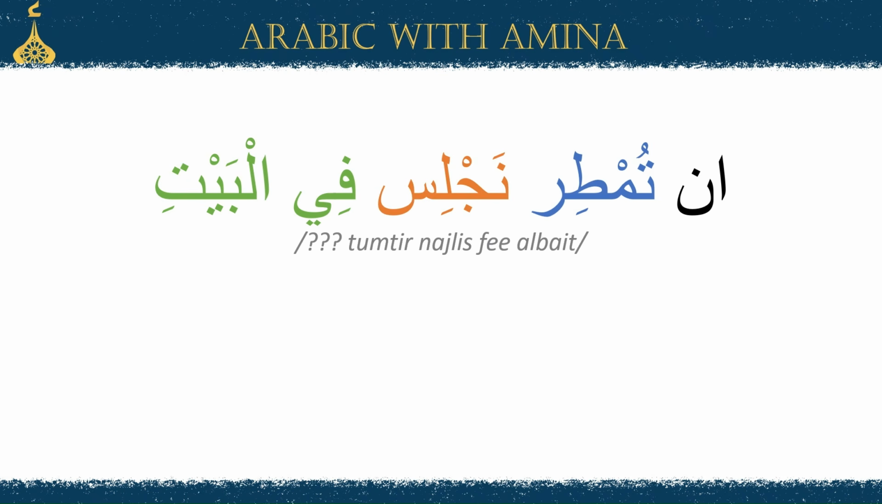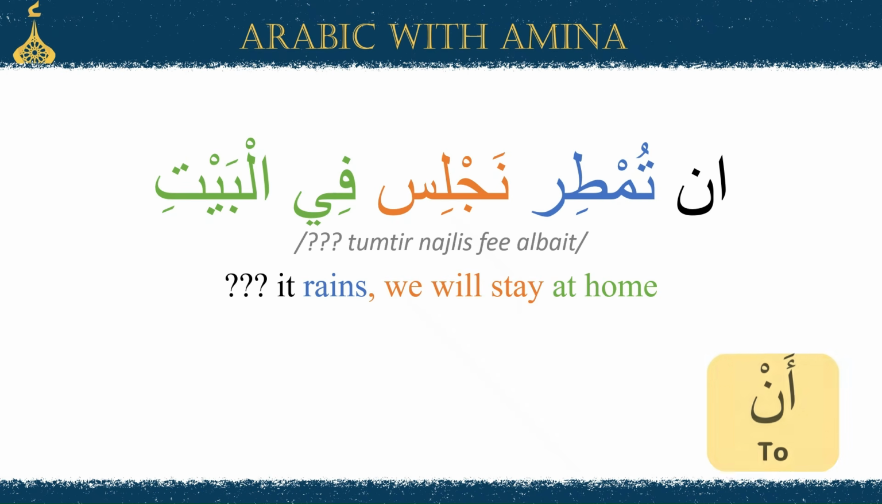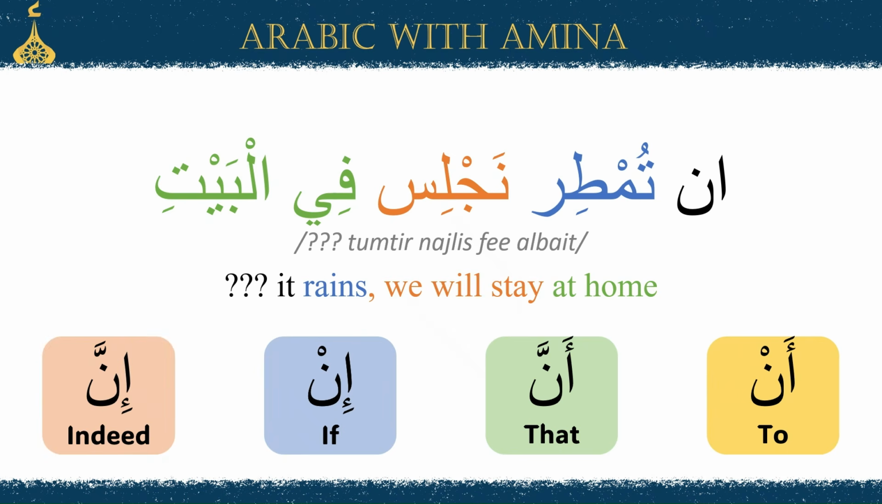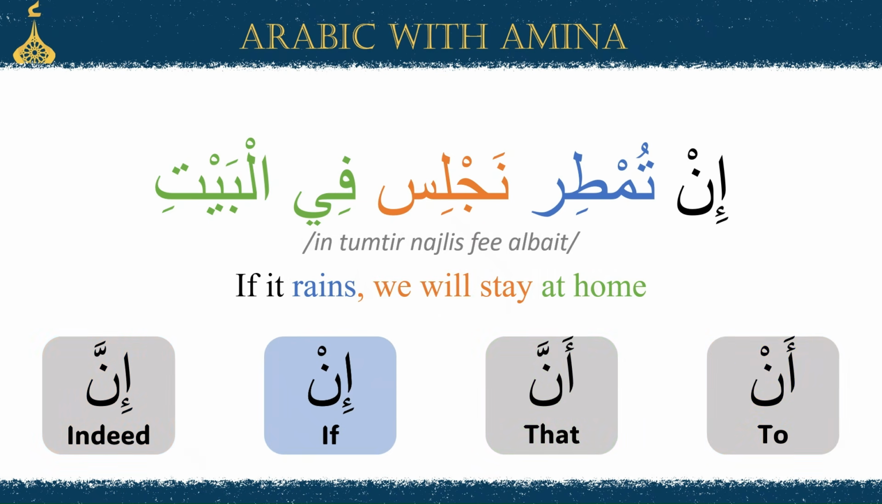Moving on to our last exercise. تمطر نجلس في البيت. It rains, we will stay at home. So is this an, anna, in, or inna? Take a few moments, pause the video if needed. We'll be answering in just a few seconds. Alright, so this alif noon is actually in. تمطر نجلس في البيت. If it rains, we will stay at home.